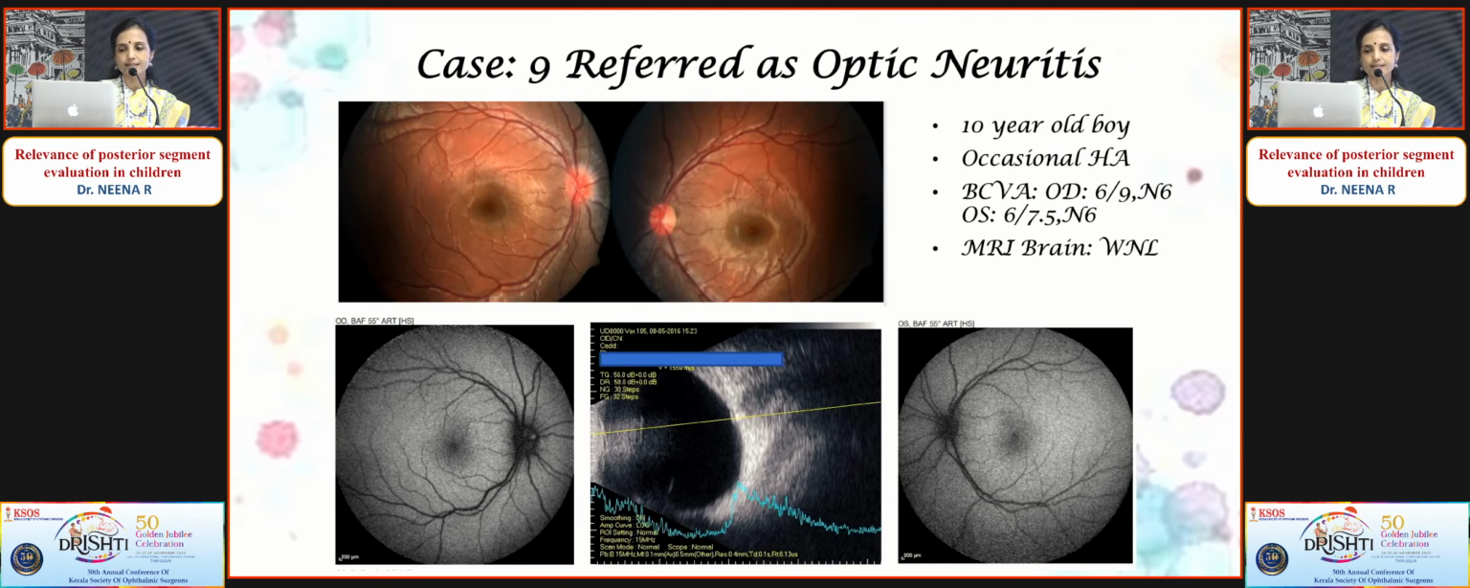And optic neuritis, again, be careful before you label it as optic neuritis. Do a B scan and an OCT, FAF to make sure that it is not optic nerve drusen, which was the case here, and we could tell the parents.